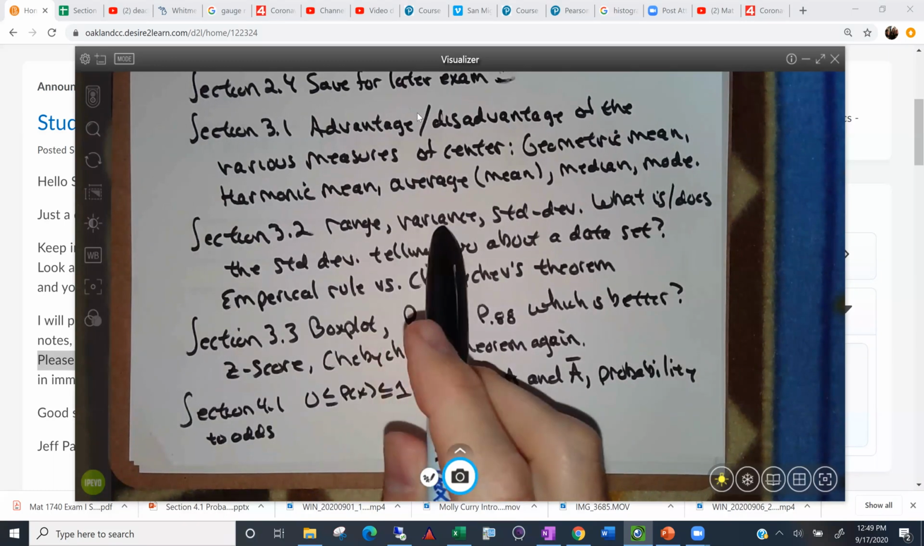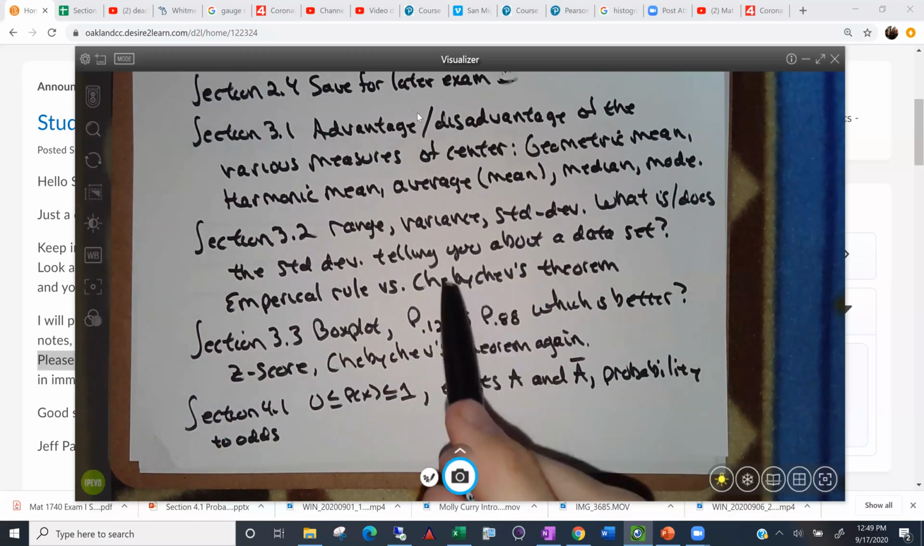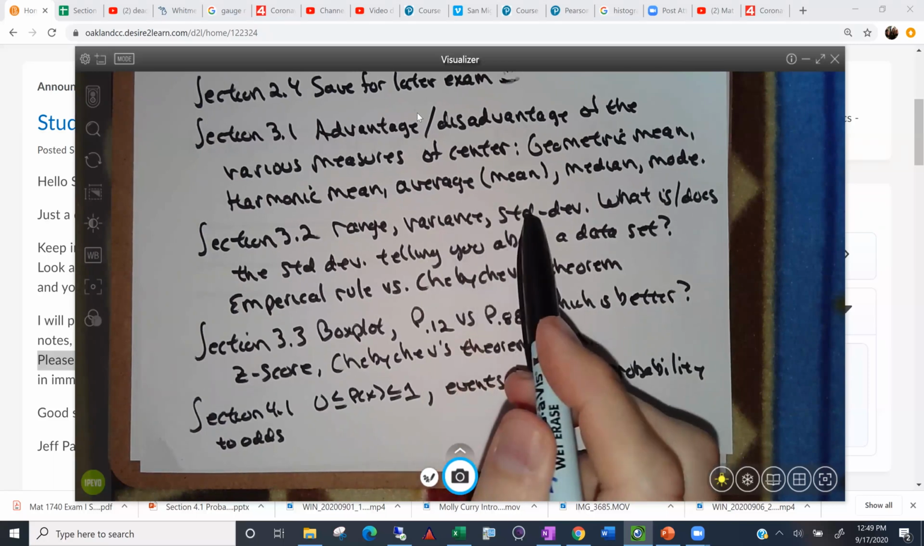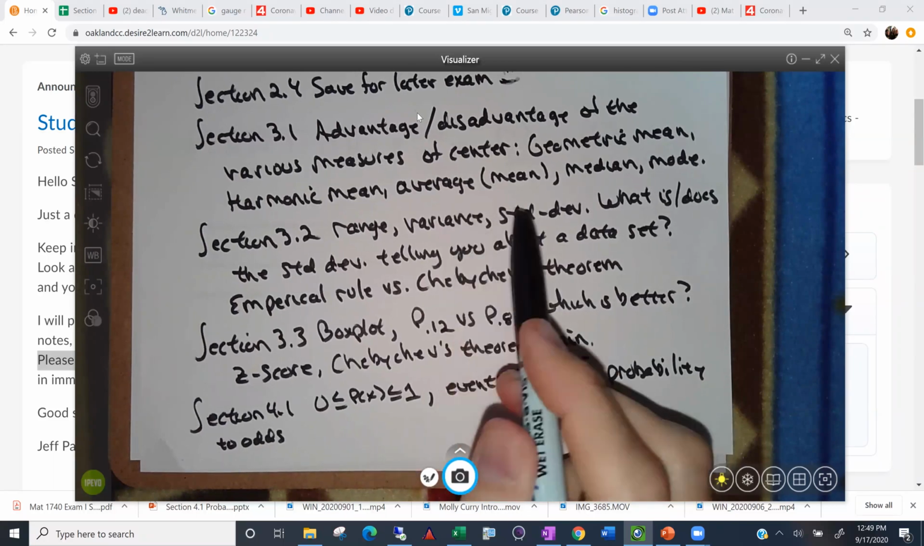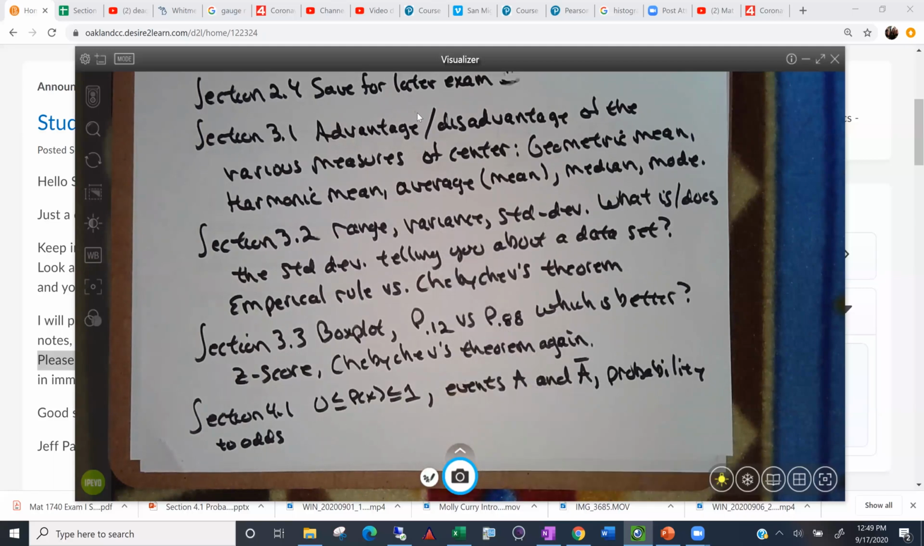Range and variance, standard deviation, these are measures of dispersion or of variation. You should know the relationship between standard deviation and variance, how to get from one to the other. You should also know in your own words, what does a standard deviation tell you about a data set?